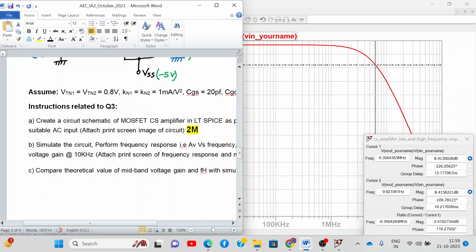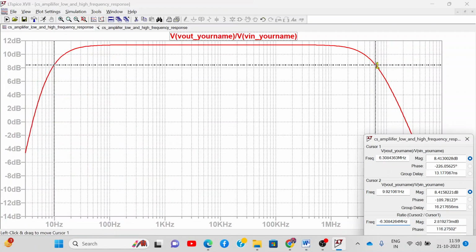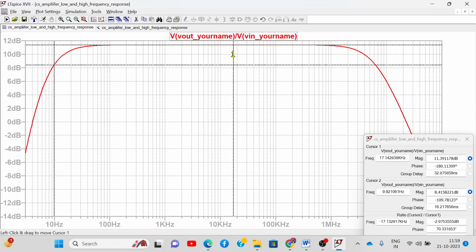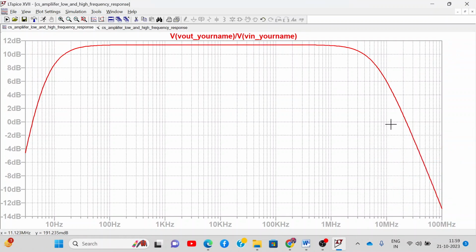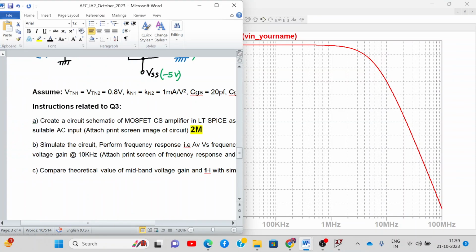So simulate the circuit, perform frequency response and determine the midband gain. What was the midband gain? You already have FL, FH and bandwidth, I told you all. These are FL, FH and bandwidth. What was the midband gain? This was the midband gain, 11.39. So this is my midband gain. And for this you have to go 3 dB down and then take it. So your question number B is completed.